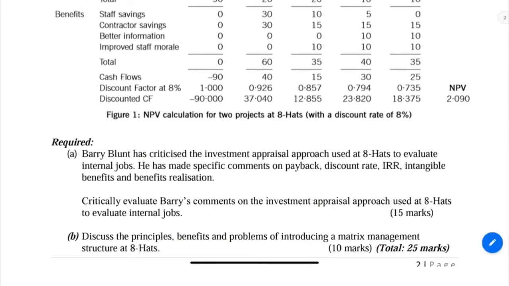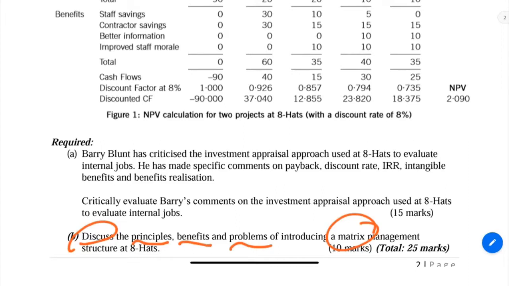Then move on to part B. Part B asks you to discuss. This one should be easy. You just need to discuss the principle, the benefit, and the problem for matrix structure. Still remember what a matrix structure is? For those who forgot, it's good for you to go back and revise. So for me, part B is considered easy, and I won't focus a lot on it. My focus is on your part A. I want to show you how your NPV question and your payback method, how to discuss the financial part in your chapter 4, are tested by your examiner in your coming SBL exam.